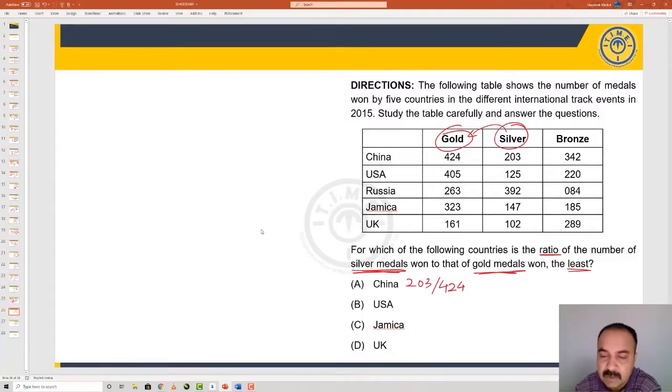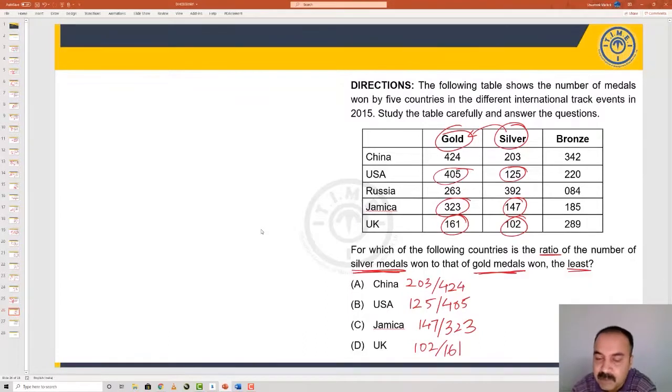Is this the least ratio? Then USA, 125 by 405. 125 divided by 405. Is that a least ratio? Then Jamaica in UK, 147 by 323. And the last one is UK, 102 by 161. 203 by 424. What is half of 424?